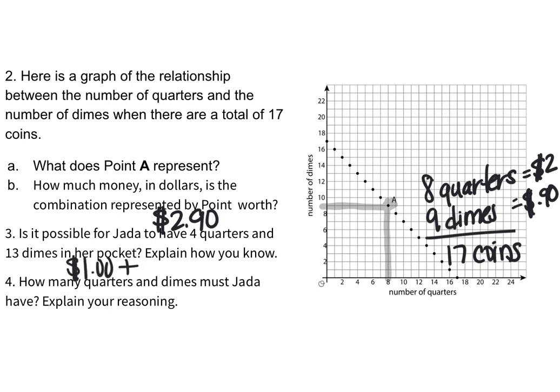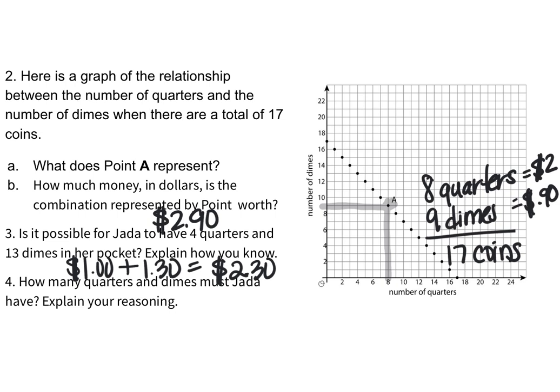And 13 dimes, each dime is worth 10 cents. So if there's 13 dimes, that is $1.30. So that means we have a total of $2.30. Well, remember, Jada only had $2, period. Now, yes, she does have 17 coins because 4 plus 13 is 17, but this represents more than $2, right?